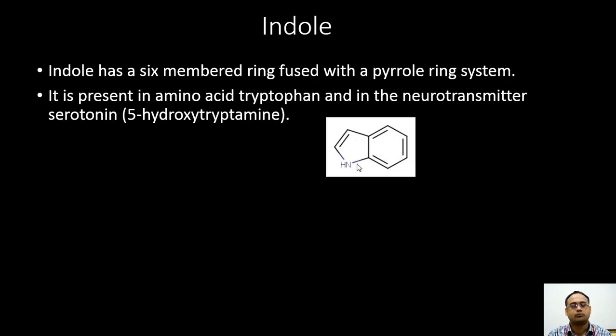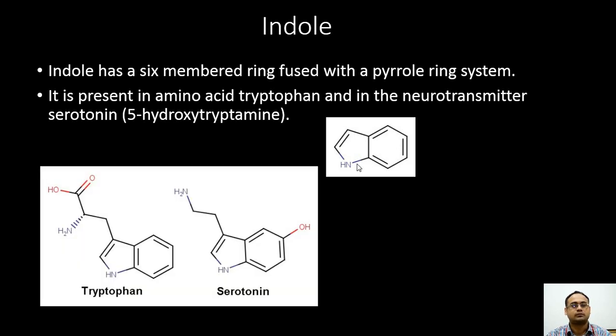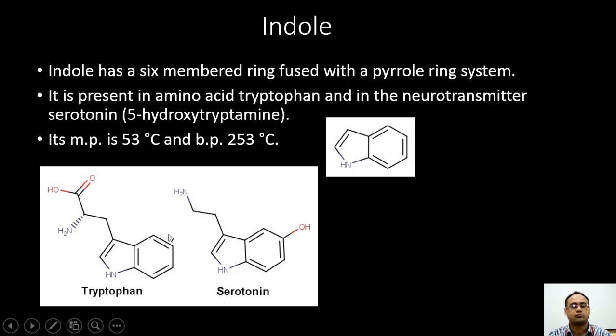So indole is a very important organic compound, and it is present in many biologically important molecules like tryptophan and the neurotransmitter serotonin, also known as 5-hydroxytryptamine. So tryptophan and serotonin, both of them contain an indole ring. Tryptophan in fact is an amino acid which is a basic component of many proteins and has very important roles because of its indole ring. Indole is a solid at room temperature and it boils at 253 degrees Celsius.